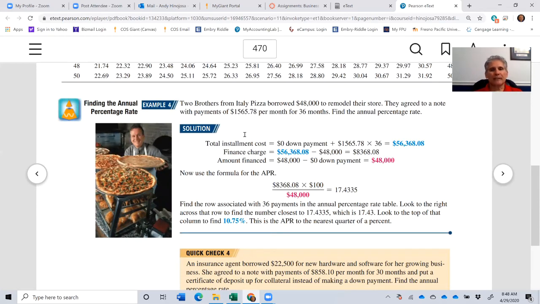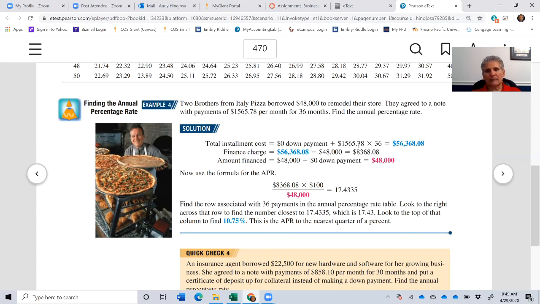Two brothers from Italy Pizza borrowed $48,000 to remodel their store. They agreed to a note with payments of $1,565.78 per month for 36 months. Find the annual percentage rate. The first thing we're going to do is come up with the total installment cost, the total amount that they're going to pay. Well, what did they put down? In this case, it's 0. Then we add to that the monthly payment times 36 months. Since there's nothing down, you can ignore this and just take this number.